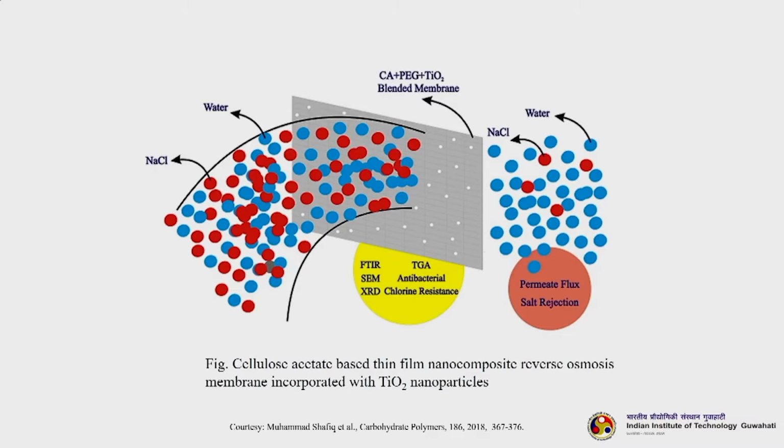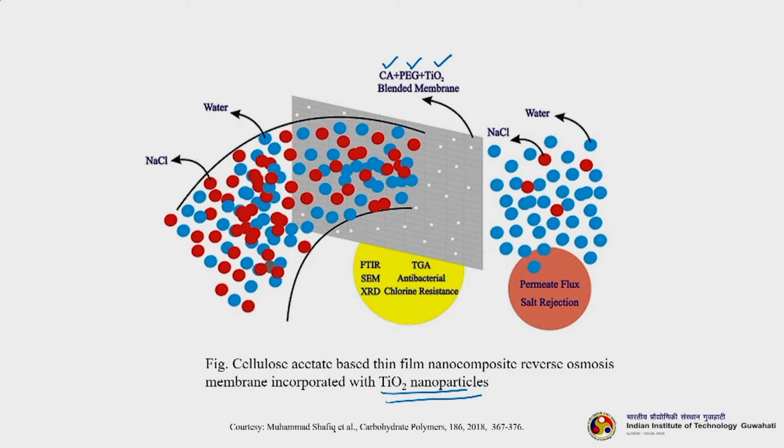So, you can see this is a classic example of a cellulose acetate based thin film nanocomposite RO membrane incorporated with titanium dioxide nanoparticles. So, what is the composition here? This composition is cellulose acetate, you can see here, then PEG, polyethylene glycol, then titanium dioxide nanoparticles are infused into this. What is the reason for this?